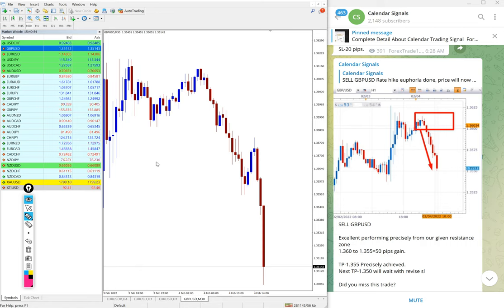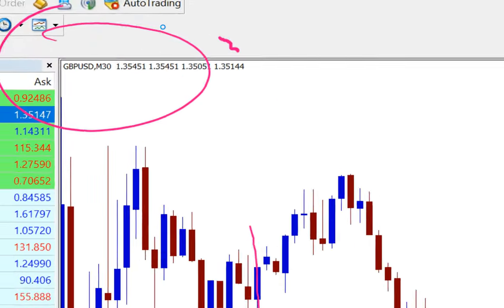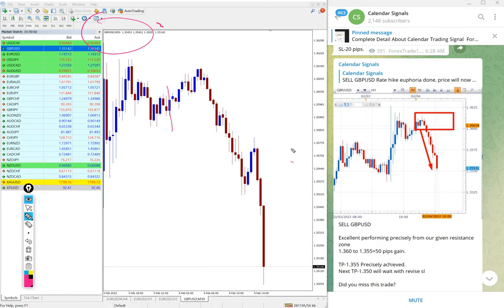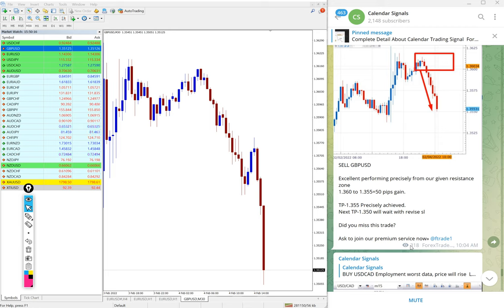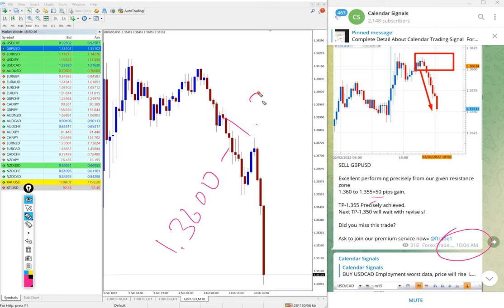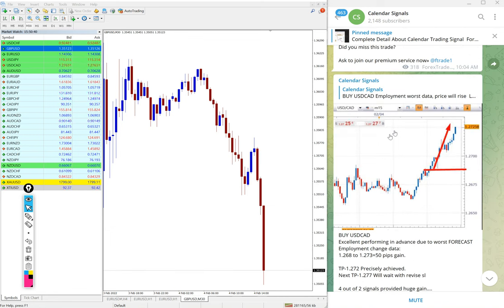Here is the GBPUSD 30 minutes chart opened, and for GBPUSD, entry is at 1.3600. At 10:04 a.m. GMT, it was 50 pips gain. Currently it is 100 pips gain, 1.3600 to 1.3500, which is 100 pips gain on the sell GBPUSD signal. Very good profit.